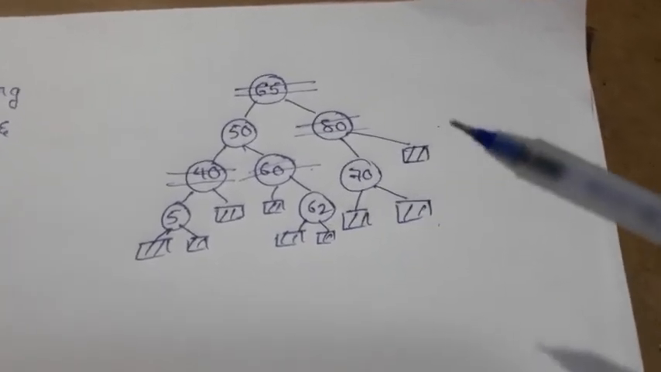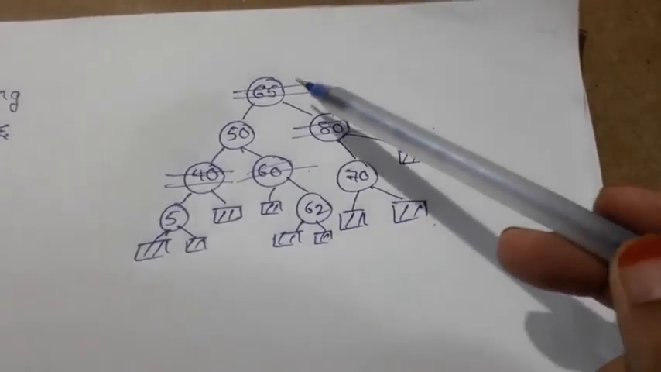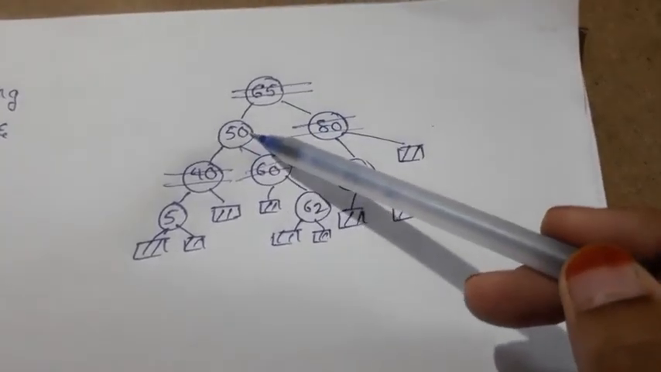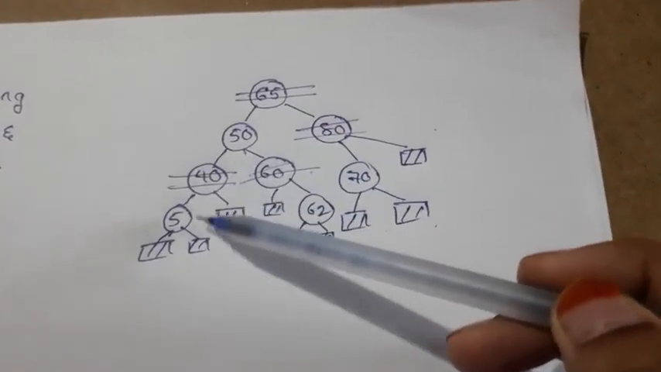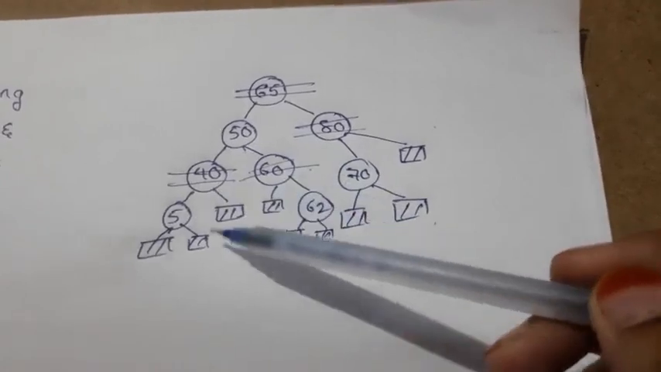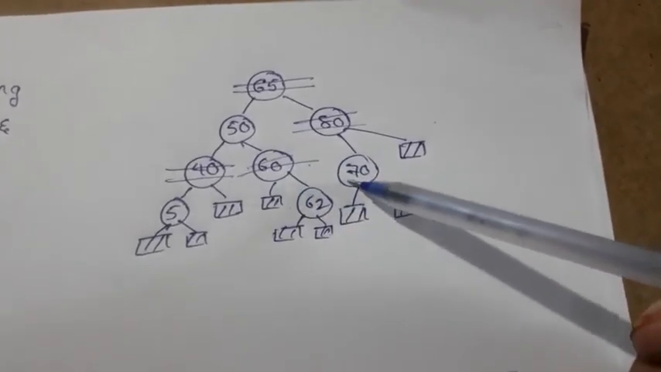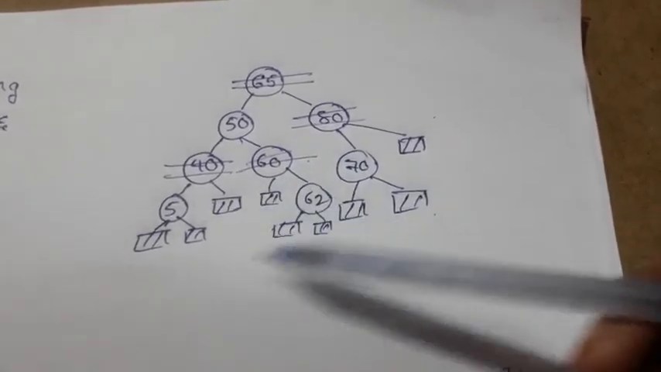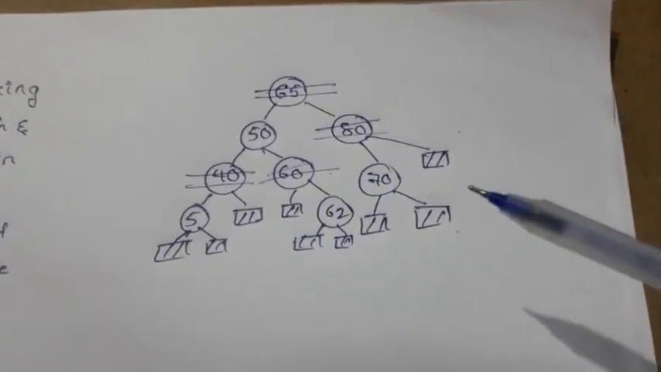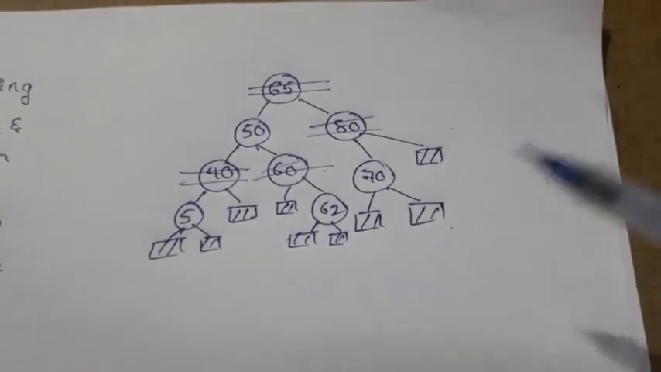Now coming to RB2. It should not have two consecutive red colors. So where is the red color here? Here 50 is in red color. Is it having any two consecutive red colors? No. And 70 here, any consecutive red nodes? No. So it is not violating the RB2 property.